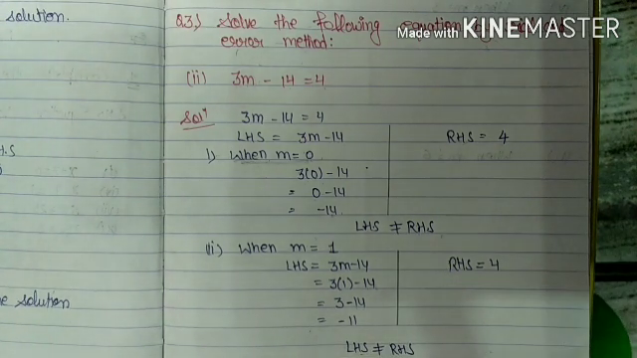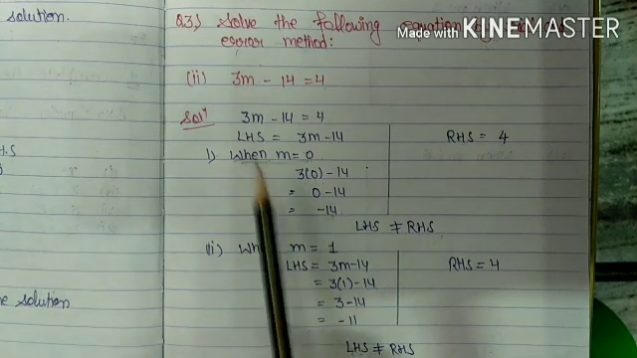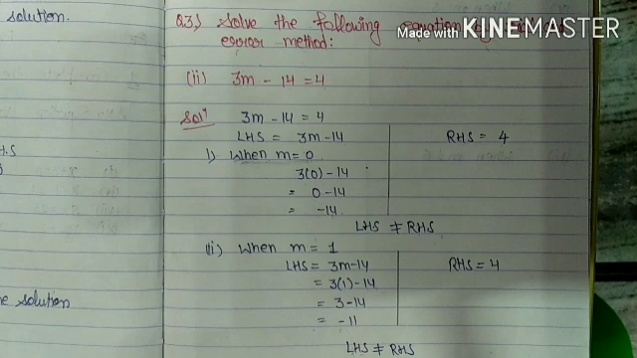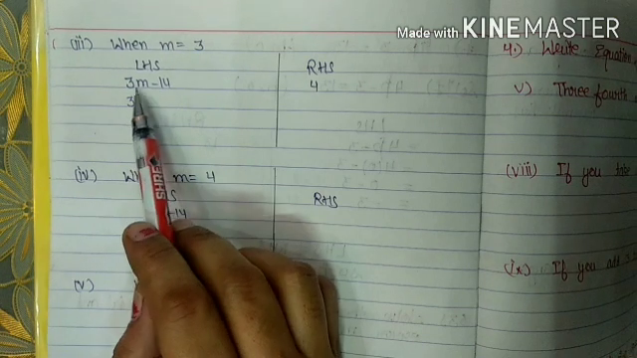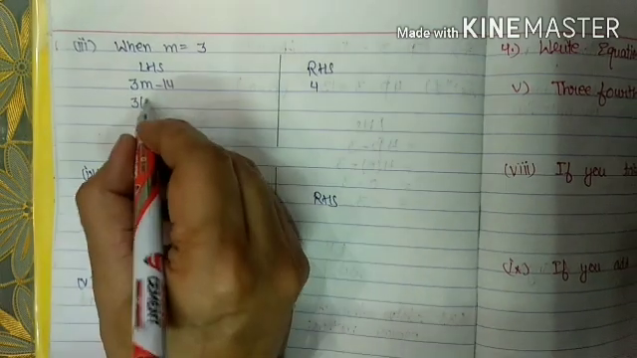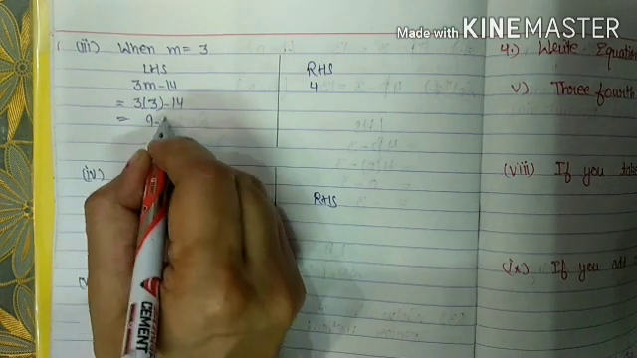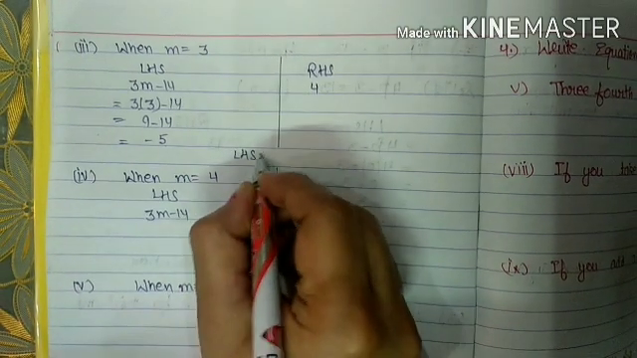I will try like this until I get the solution. I will try again and again. Tried and get error. So this is the trial and error. Let us see further what we will get. When m equals 3, LHS is 3m minus 14. I will multiply this 3 with 3. 3 3s are 9, minus 14 gives you minus 5. Again LHS is not equal to RHS.